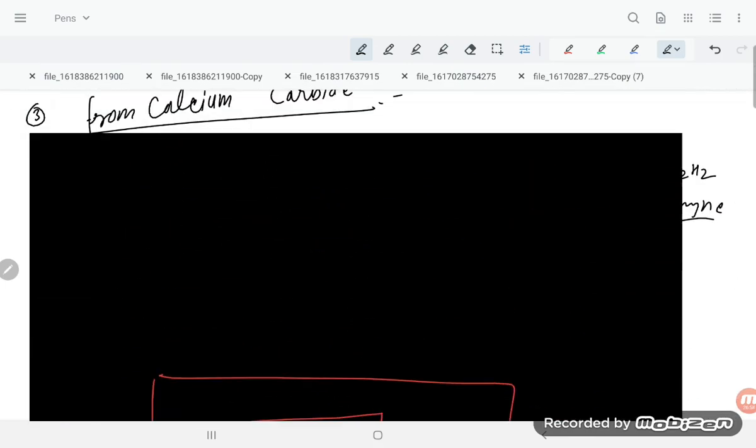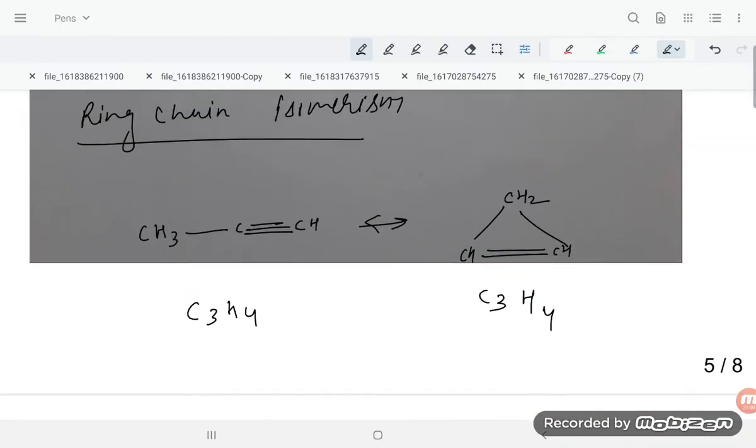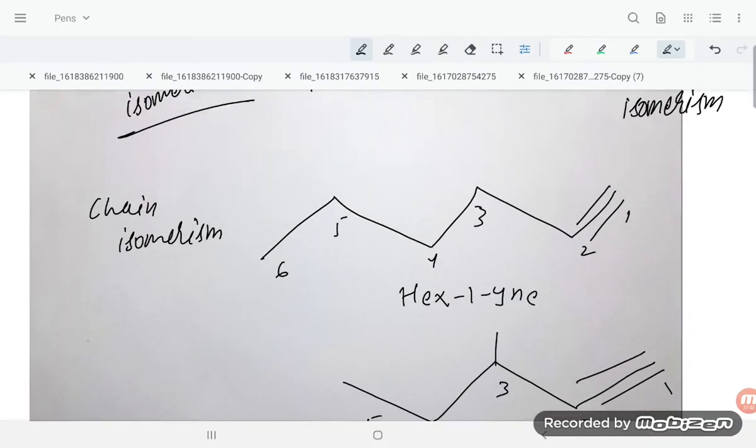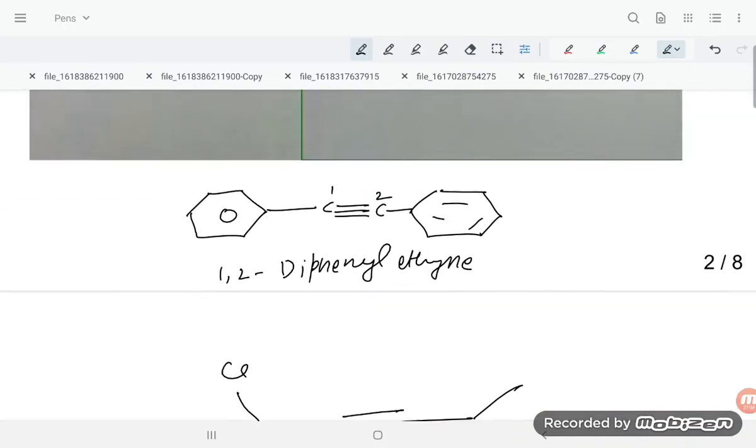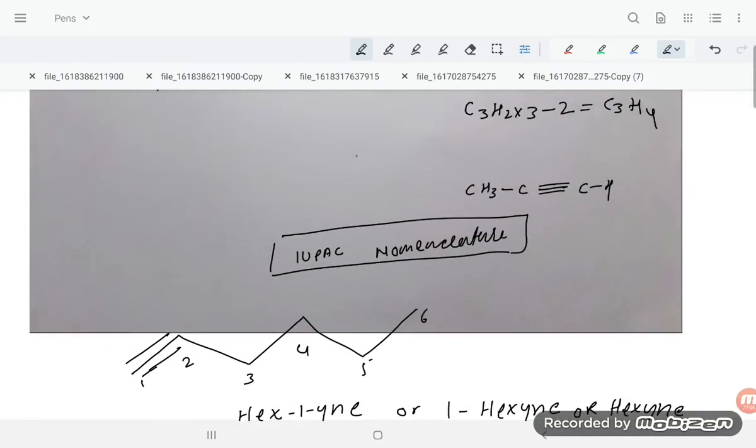These are all the methods of preparation, along with the IUPAC nomenclature and isomerism of alkynes.